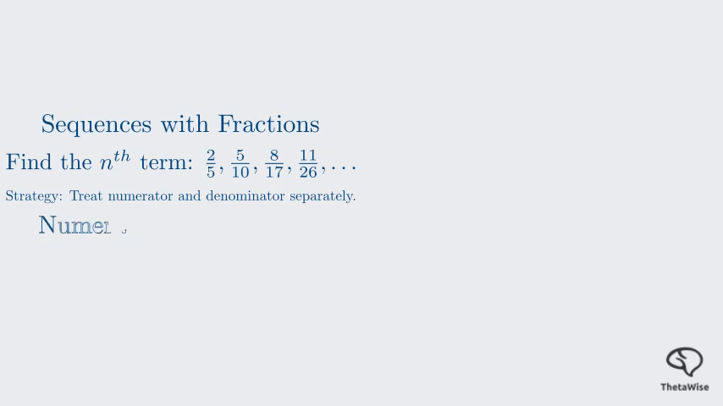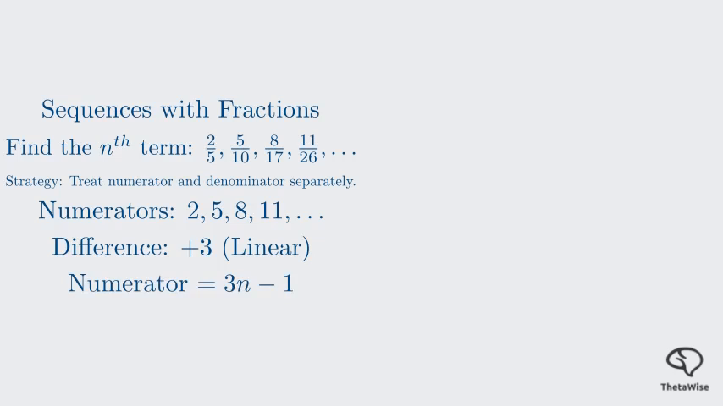Let's look at the numerators first. 2, 5, 8, 11. The difference is a constant positive 3. Since it is linear, the rule is 3n plus or minus something. For n equals 1, 3 times 1 is 3. To get to our first numerator, 2, we must subtract 1, so the numerator is 3n minus 1.